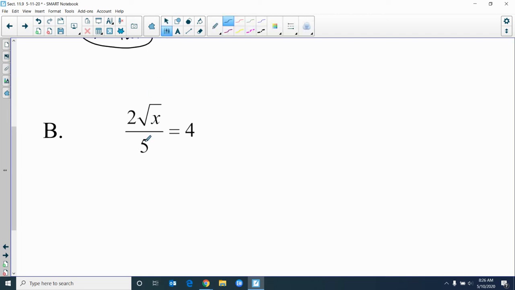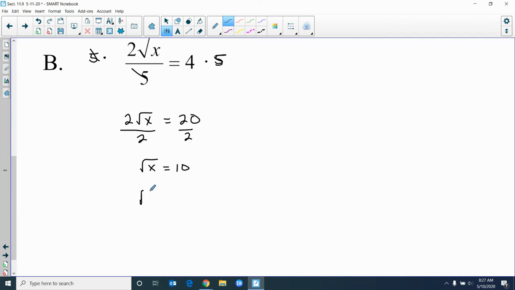Since you are dividing by 5, remember, to get rid of something that's being divided, you multiply. So I'm going to multiply this side, and I'm going to multiply this side. And when I do that, those 5s cancel, and you're left with 2 square root of x. I do need to multiply 4 times 5 together to get 20. Now divide by 2, and I get square root of x equals 10.